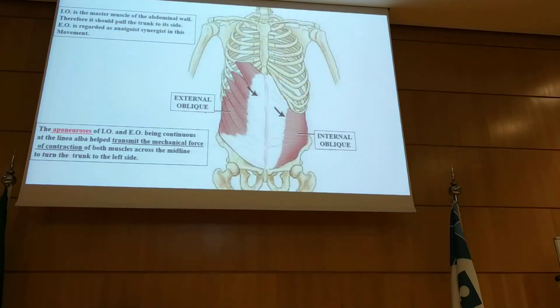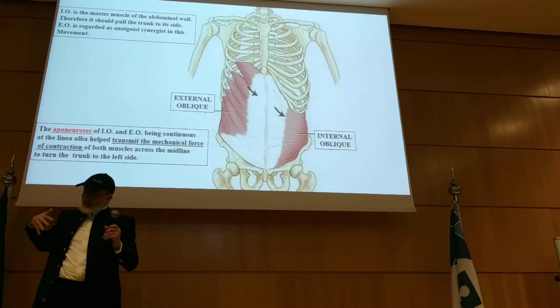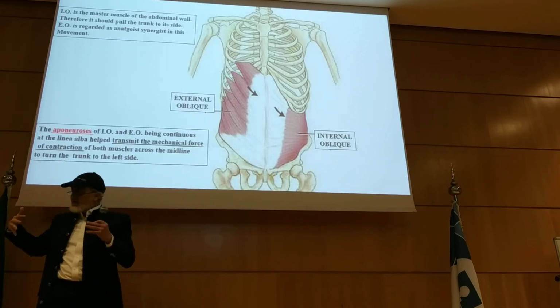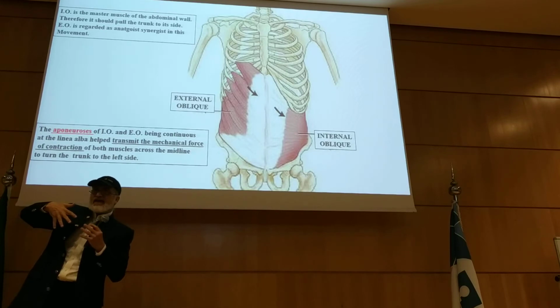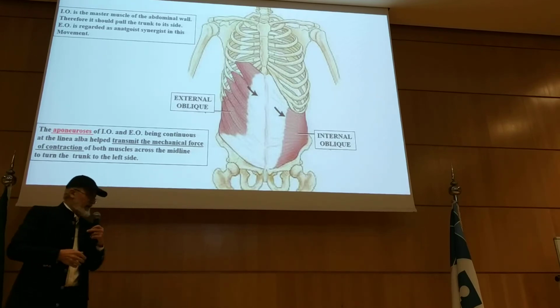Here we are. I said physiologically, linea alba is important because it is the bridge where aponeurosis from one side is connecting to the other to transmit mechanical powers.